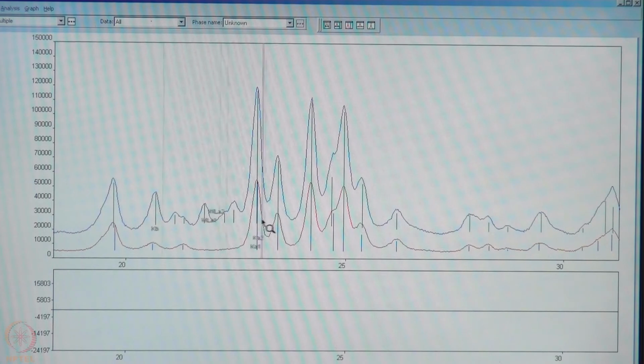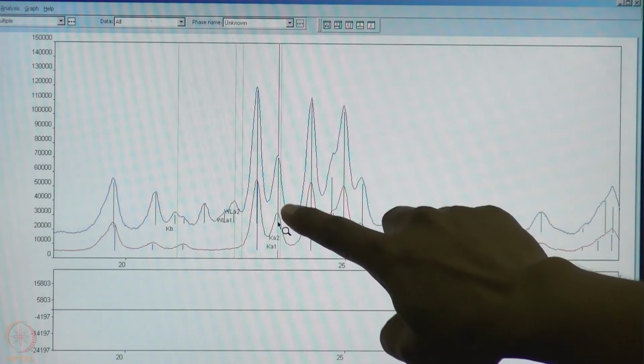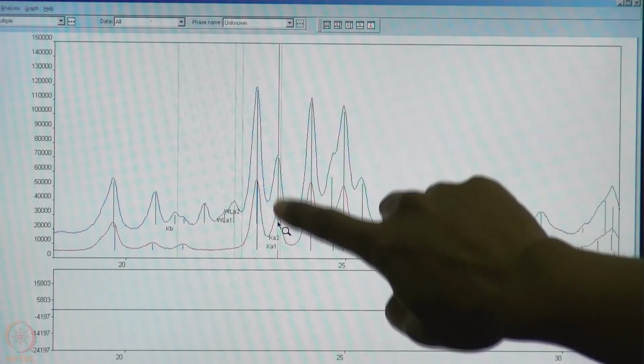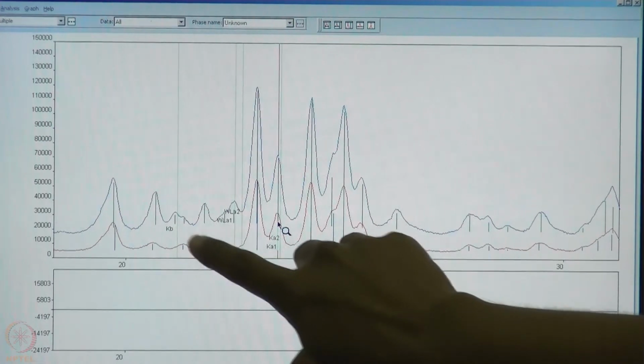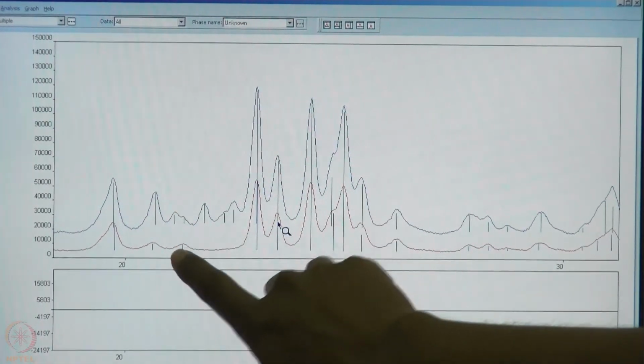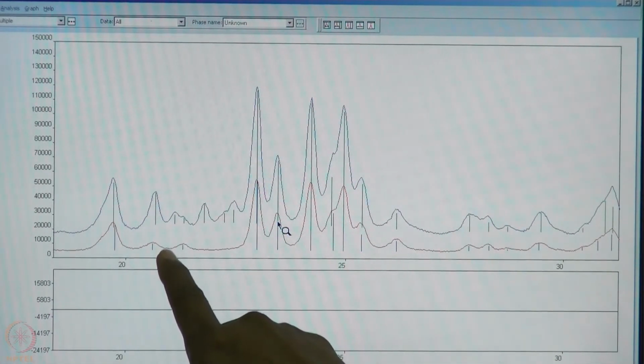The next peak that we have in the main pattern is now focused here. So, this peak is the K alpha 1, but the corresponding K beta peak is here which was not there in the original pattern.